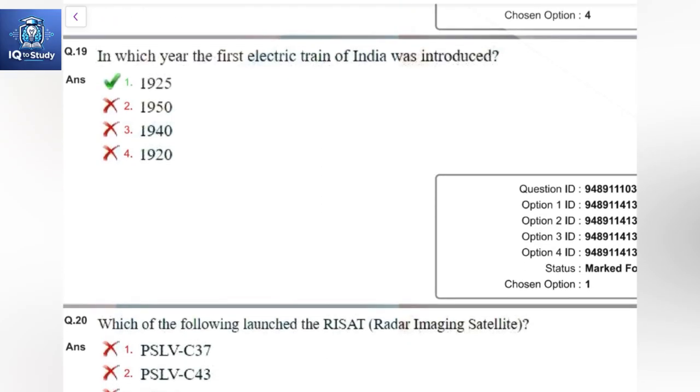In which year was the first electric train of India introduced? In 1925. It operated between Bombay and Kurla Harbour.